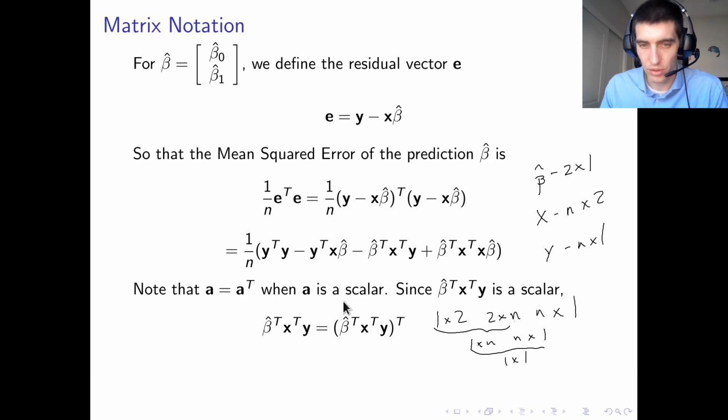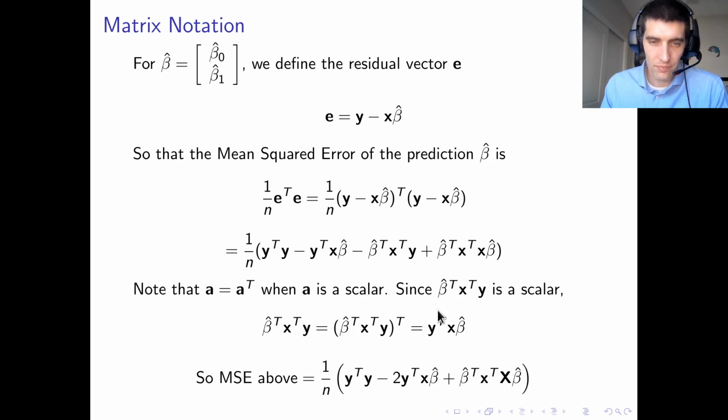Since it's a scalar, it's equal to its own transpose. What happens when we apply the transpose to this? Well, we apply it to each one and we flip their order. So this becomes y transpose x, where x double transpose is just x, and beta double transpose is just beta.